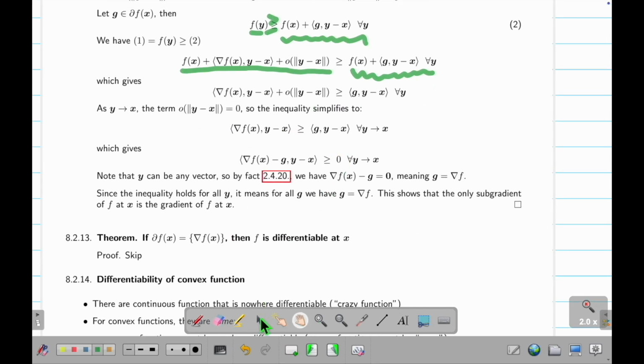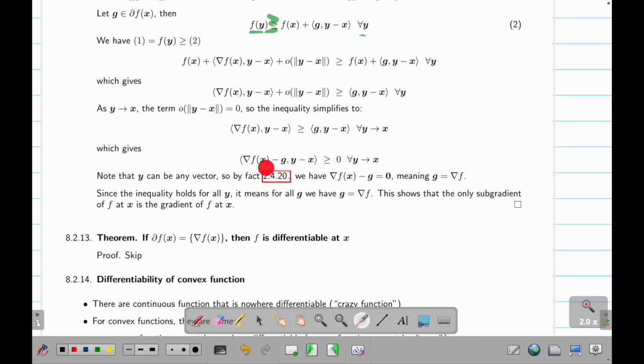Then what's next? What is this o term? This o term goes to 0 faster than everybody else. So when I take the limit as y goes to x, this goes to 0. So this line is for all y. Now if I put this in, this term disappears. I have this, this g goes to here. I have this. That means what?